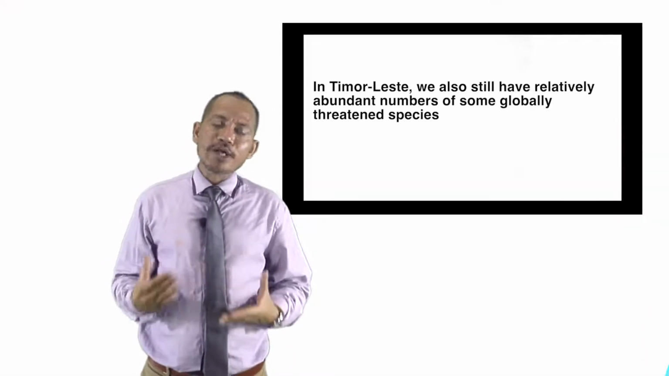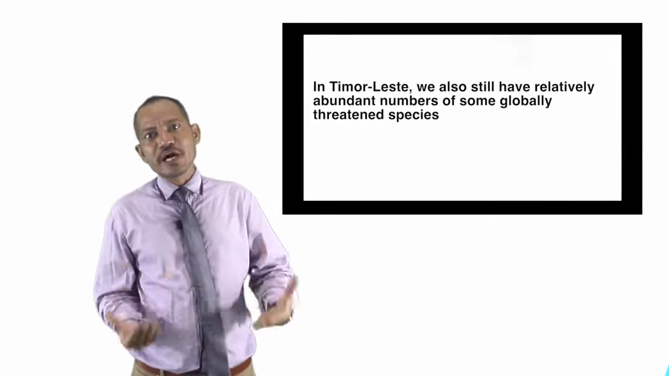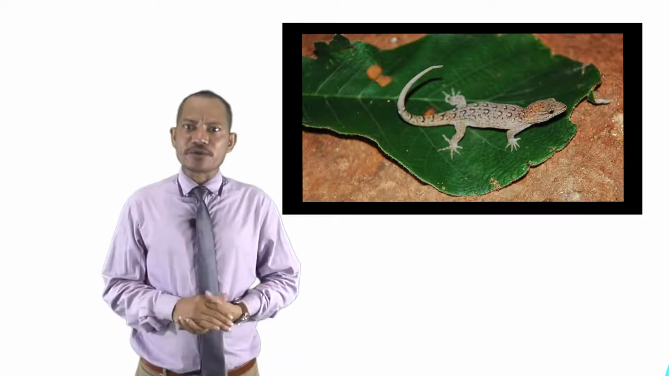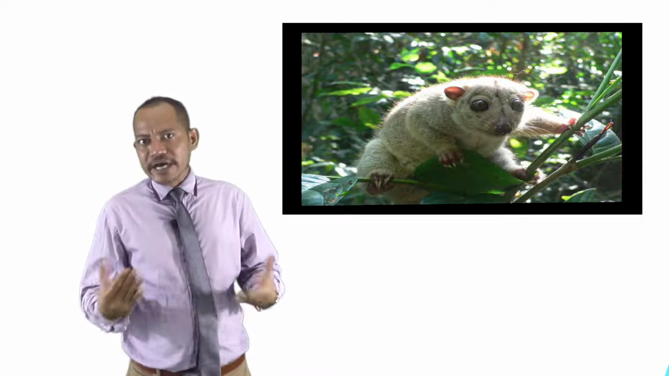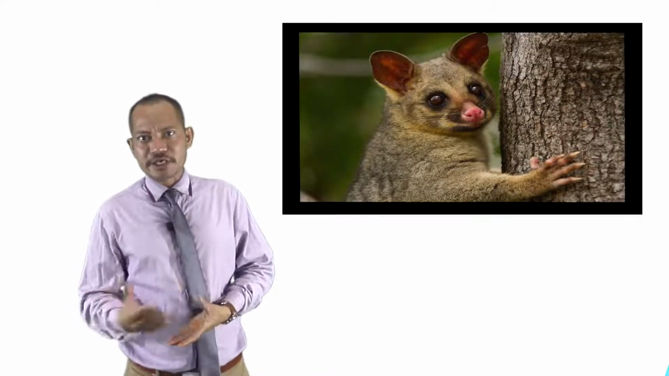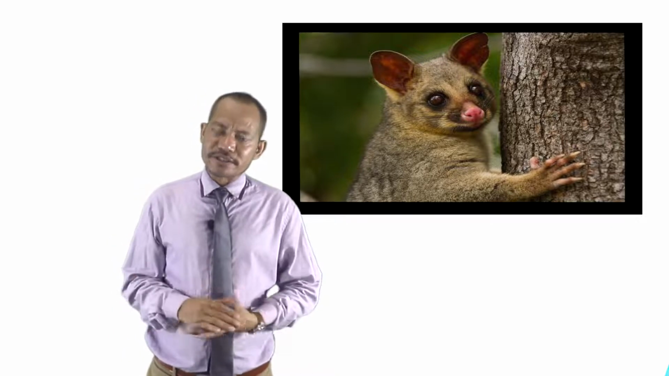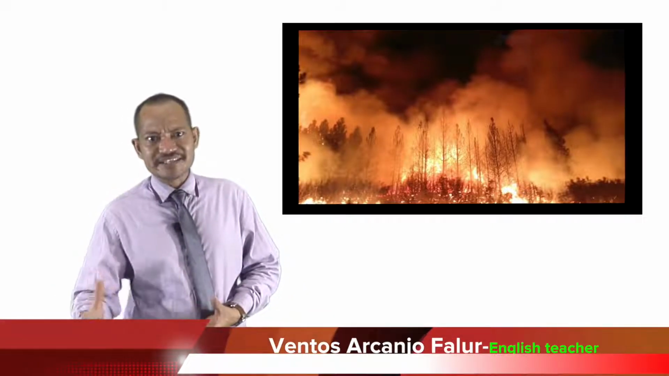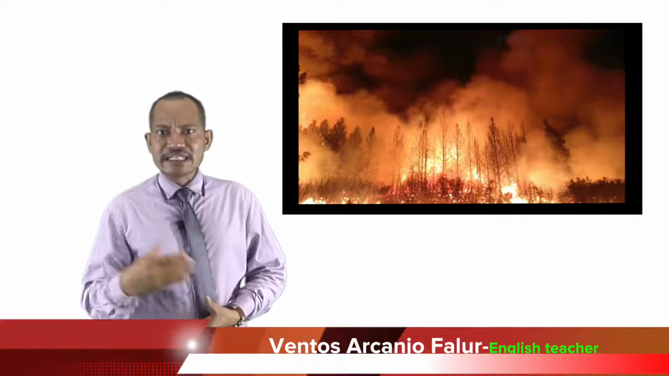In Timor-Leste, we also still have relatively abundant numbers of some globally threatened species, including the yellow-crested cockatoo, black cuckoo dove, Timor sparrows, and several other pigeon species, smaller geckos and skinks, spotted cuscus, a tree-dwelling marsupial, etc. These species' disappearances will likely be caused mostly by humans' activities in Timor-Leste, such as deforestation for agriculture, a typical character that cannot be denied, considering that almost all of our population produces food by planting.